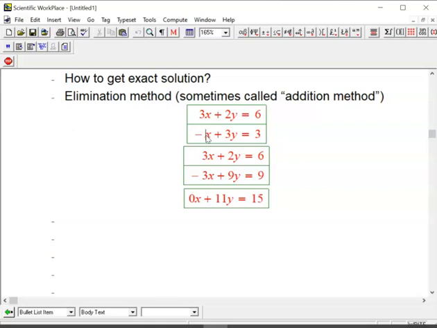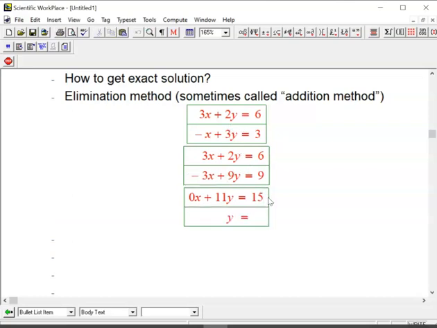So the reason it was smart to multiply the bottom equation by a 3 is it made these into equal and opposite coefficients, so that when I added them, it canceled. So you can either make the coefficients equal and opposite and add the equations, or you can make them equal and subtract the equations. But we'll do a bunch of examples in class.